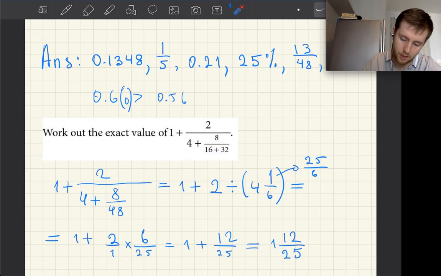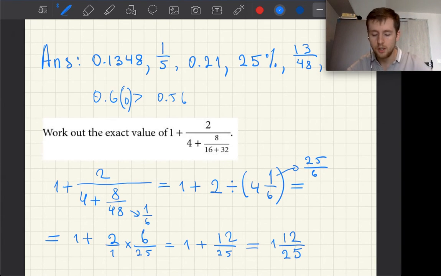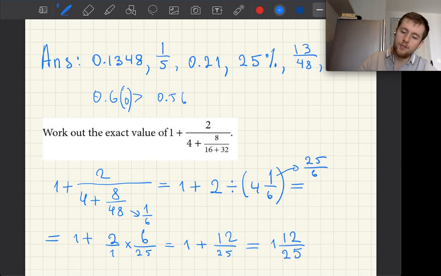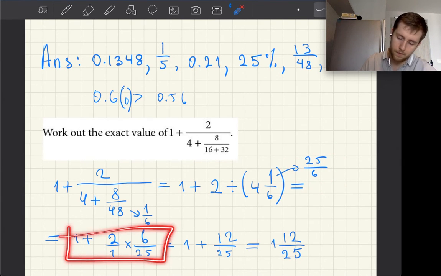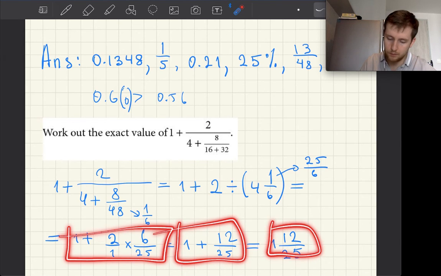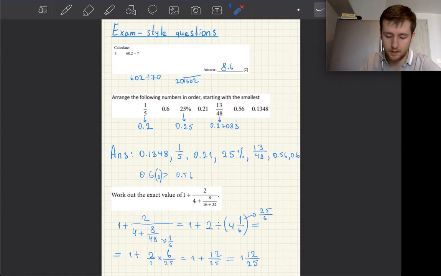That's it. So again, we did this part first. 16 plus 32 became 48. Then 8 over 48 becomes 1 over 6. Then we can add it together. 4 plus 1 over 6, of course, is just 4 and 1 over 6, which becomes 25 over 6. And then we can finally finish this. So 1 and 12 over 25. That's it for this one.